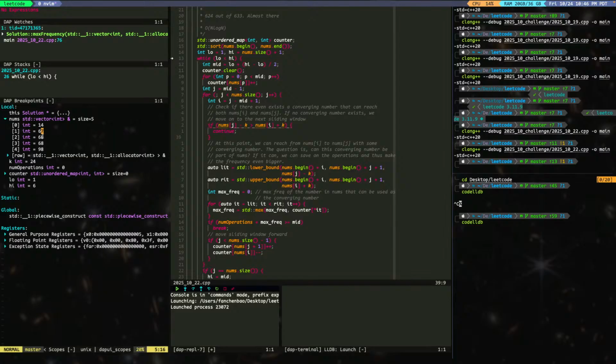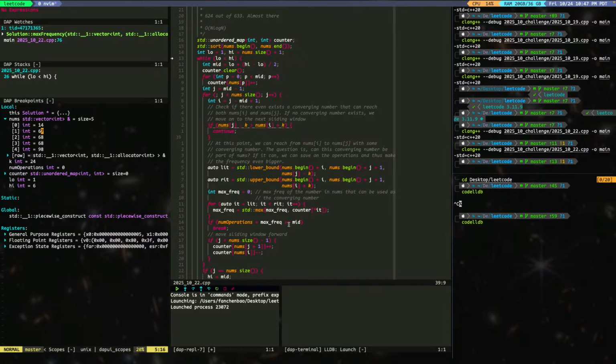So max frequency is 1. Yeah, this is 1, and this is also 1, right? Max frequency for these two are both 1. And number of operations 0 plus max 1, larger than or equal to, no, it's not. So that's why we're not handling it.